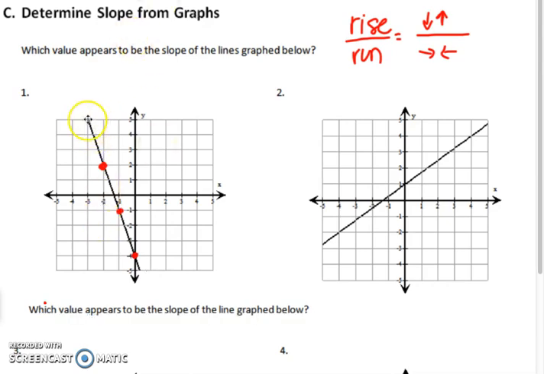So the first thing is notice how this line goes down from left to right, so you know the slope is going to be negative.